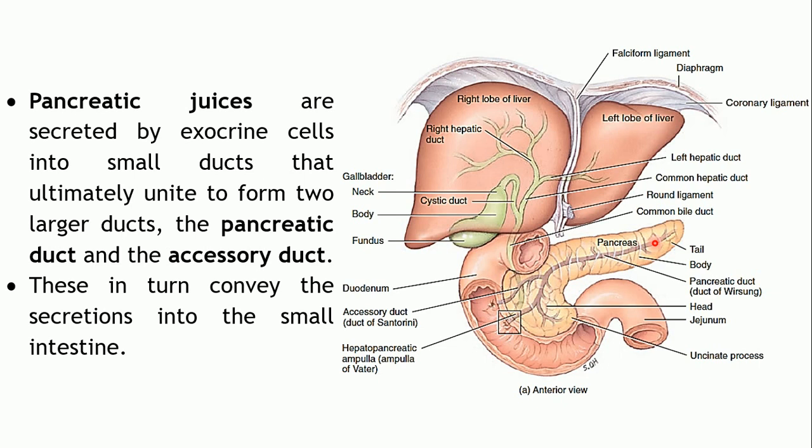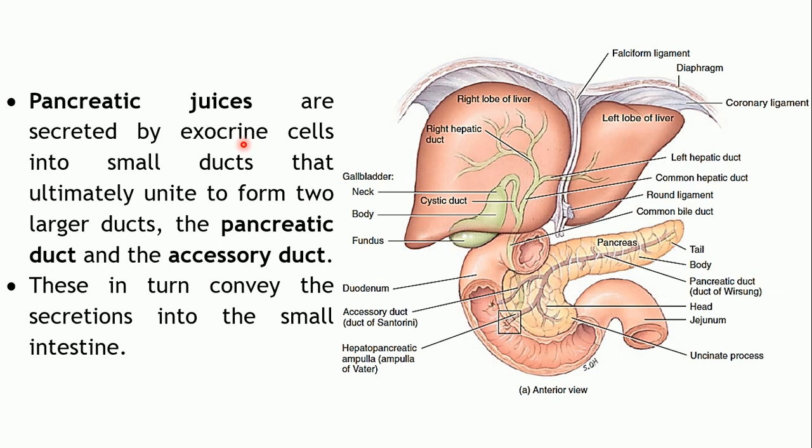Now the main function of pancreas: it's a gland, so it will secrete several hormones, and it will secrete certain other components also. Collectively it is known as the exocrine part of the pancreas. The exocrine cells of the pancreas produce a juice known as pancreatic juice. This pancreatic juice is collected by small ducts. It's an exocrine part, right? So exocrine cells secrete their secretions into ducts, and these are carried to the site via small ducts.